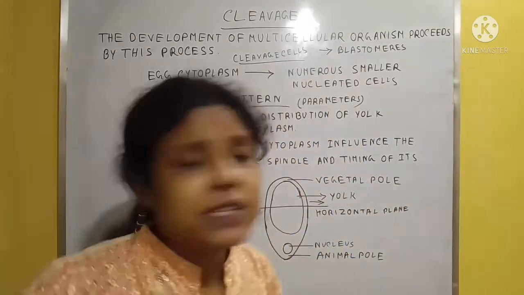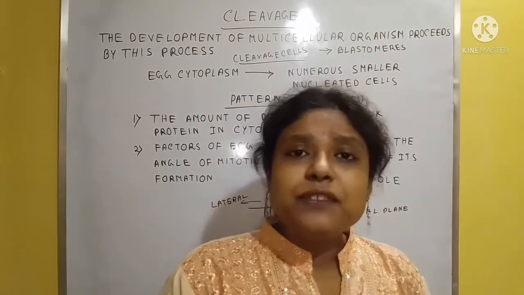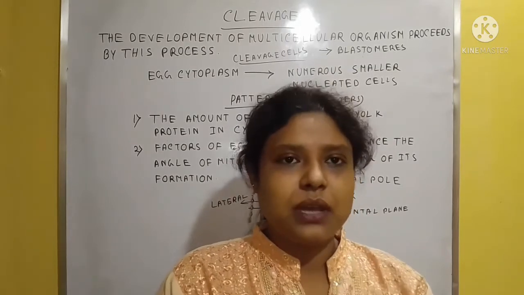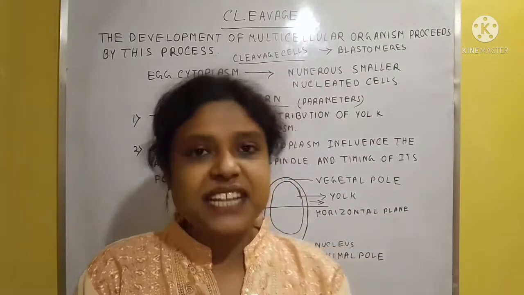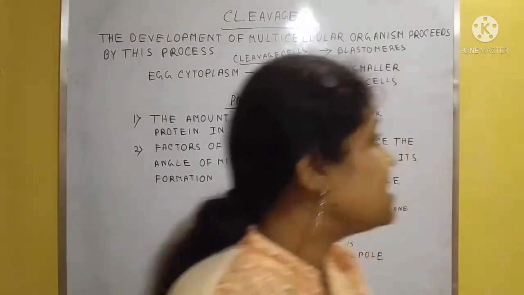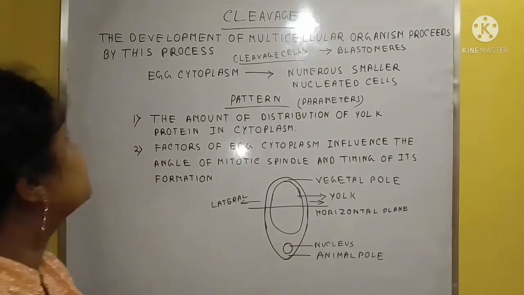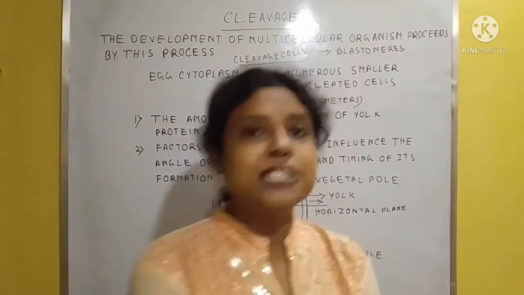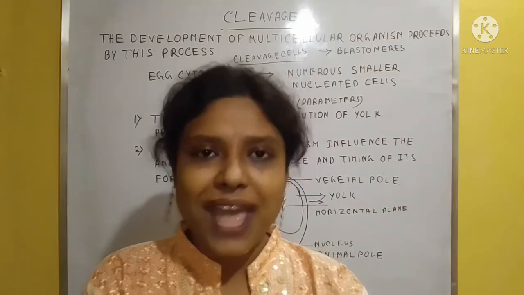So cleavage is part of developmental biology. After fertilization, what happens? The zygote continuously divides. Cell division occurs continuously. This is called cleavage. How a multicellular organism is produced from one cell is the process known as cleavage.